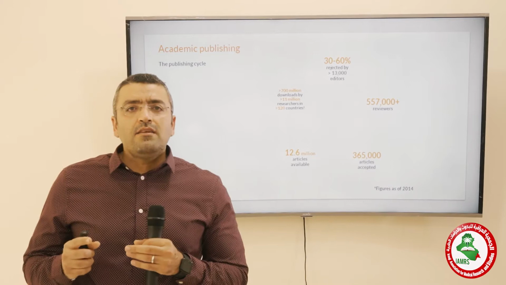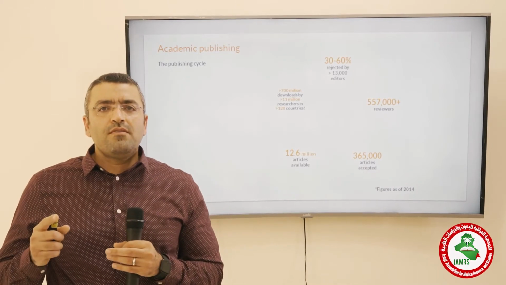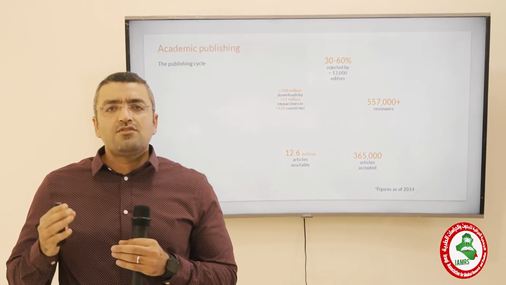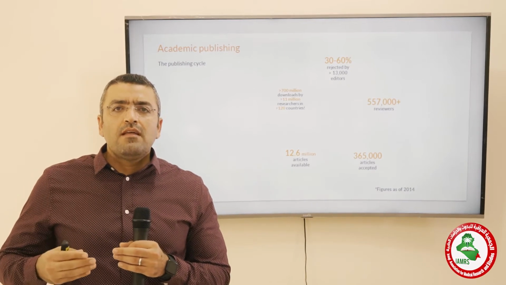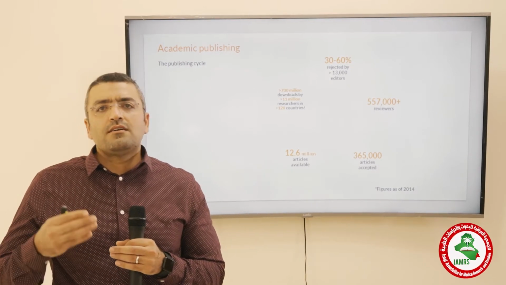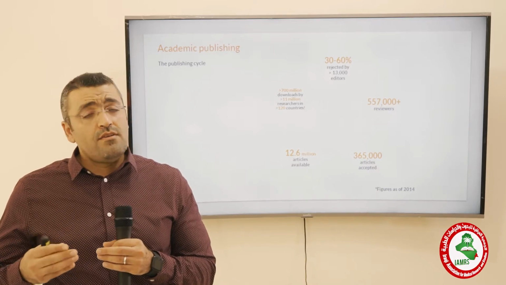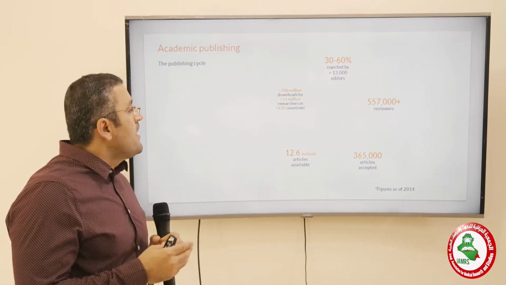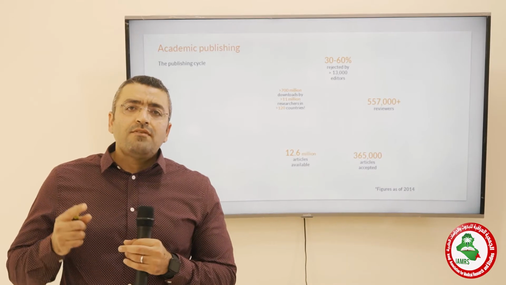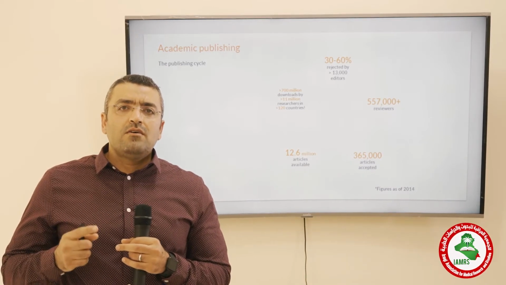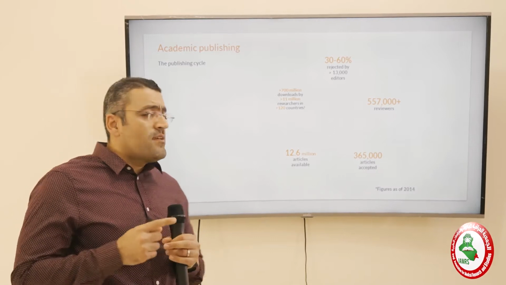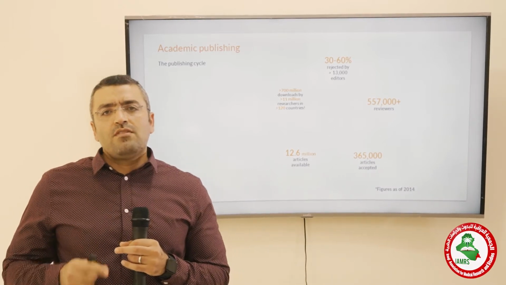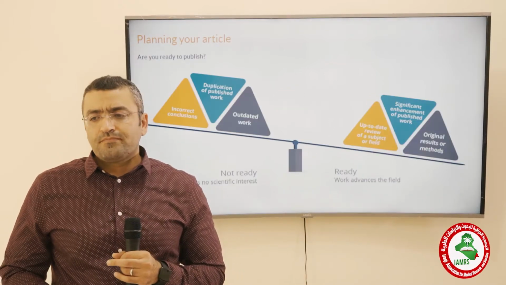But the bad news is that 30 to 60% of the articles are rejected by the journal. So around 1/3 of the papers that are submitted for publication are rejected by the editors, which is a very large number. There are more than 500,000 reviewers all around the world. And there are more than 365,000 articles published in the year 2014.